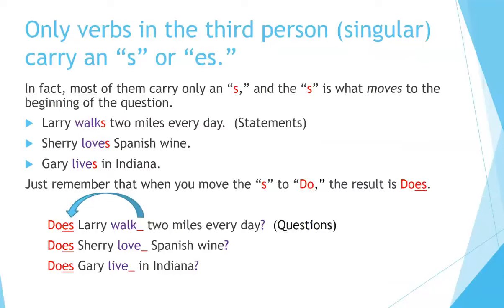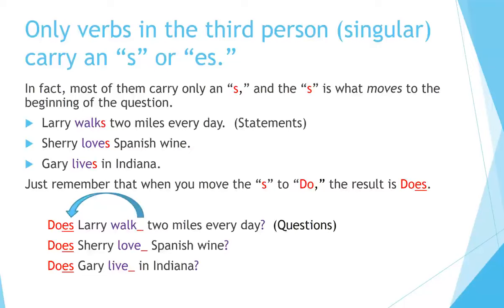Only verbs in the third person singular carry an S or ES. In fact, most of them carry only an S, and the S is what moves to the beginning of the question. Let's look at some statements. Larry walks 2 miles every day. Sherry loves Spanish wine. Gary lives in Indiana. Just remember that when you move the S to do, the result is does.